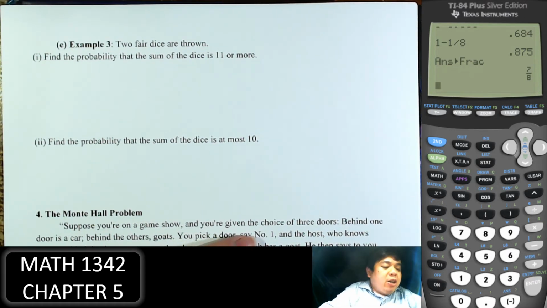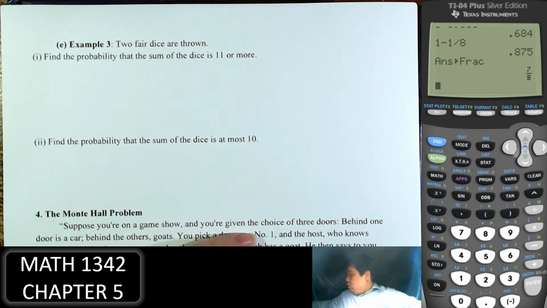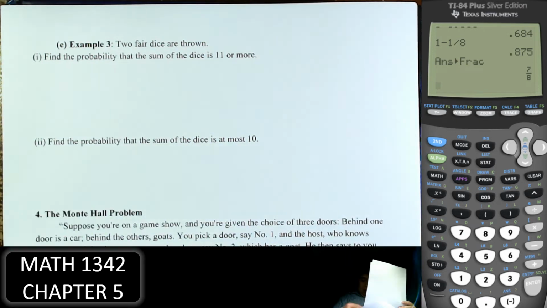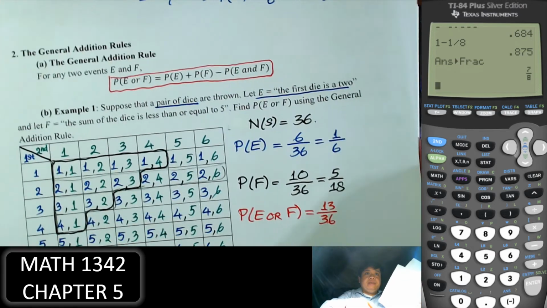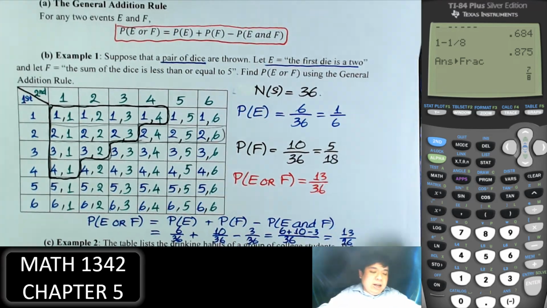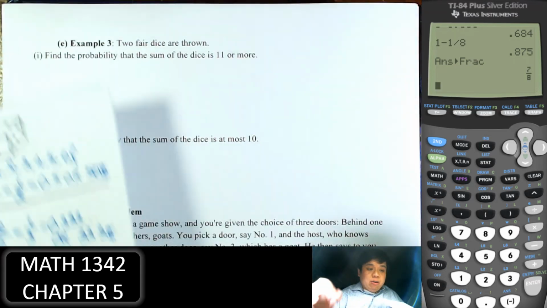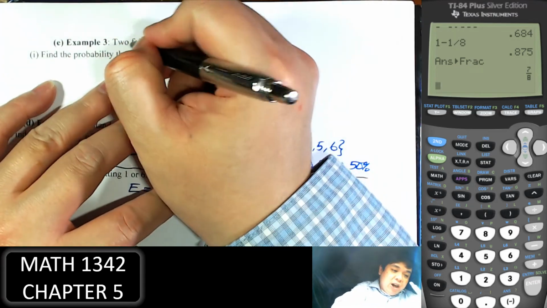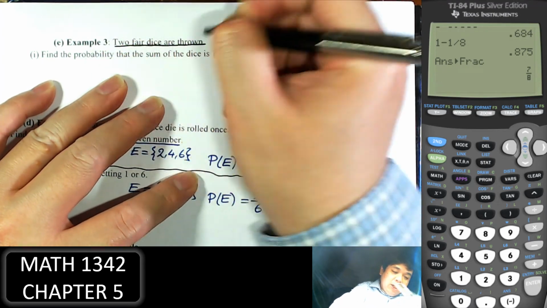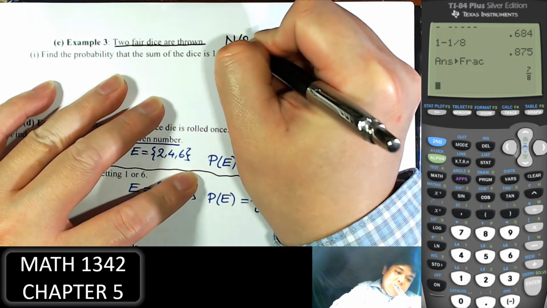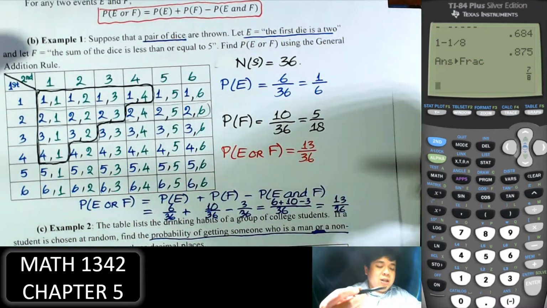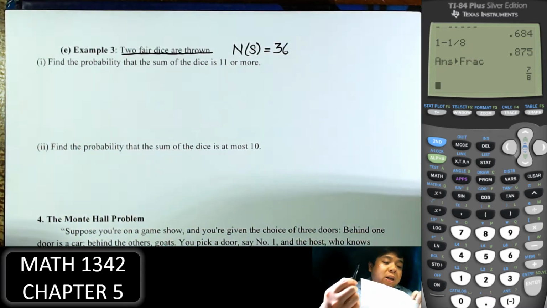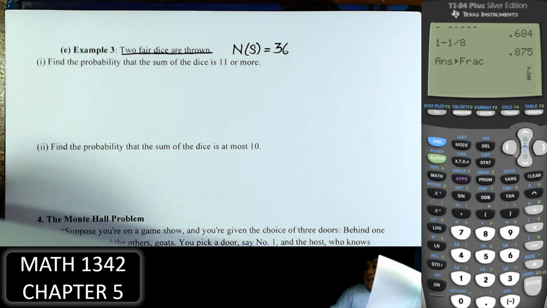Next, find the probability that the sum of the dice is 11 or more. So let's go back to the dice. On page 66 here, the dice have 36 outcomes. Let's write it out again: 2 fair dice are thrown. The sample space will be 6 by 6, 36. Find the probability that the sum of the dice is 11 or more.